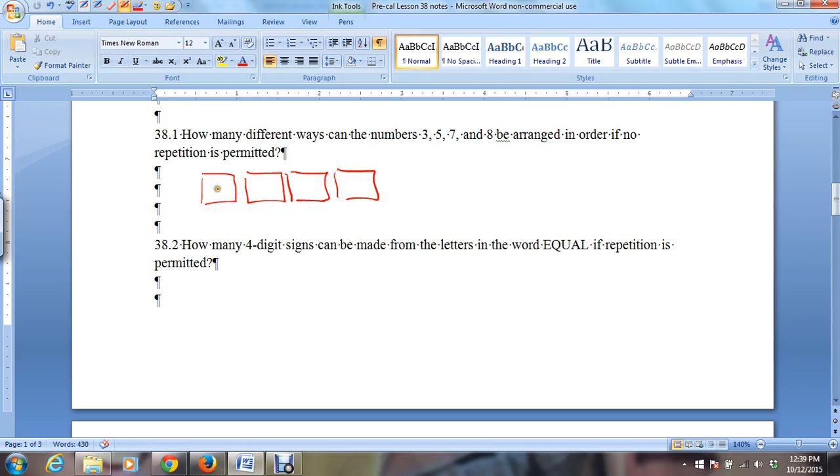And so for the first thing I'm going to put down, I have 4 possible things I could put. I could put 3, 5, 7, or 8. So there are 4 choices.